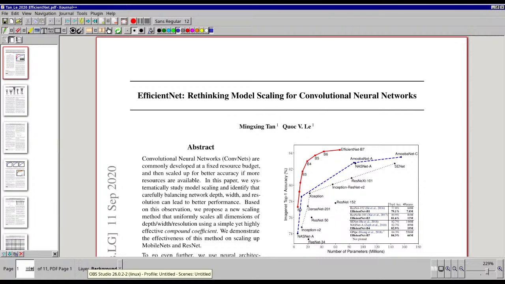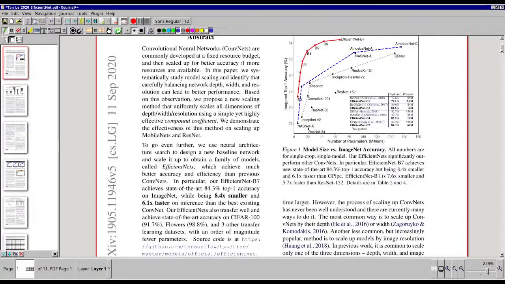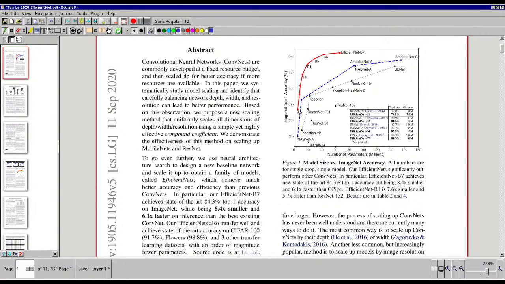Rethinking model scaling for convolutional neural networks. Convolutional neural networks are commonly developed at a fixed resource budget, and then scaled up for better accuracy if more resources are available.